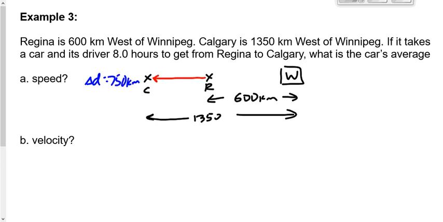Do I need the direction? No, I don't need the direction, right? Because distance is a scalar. What's the time? 8 hours. We're going to look for speed here.